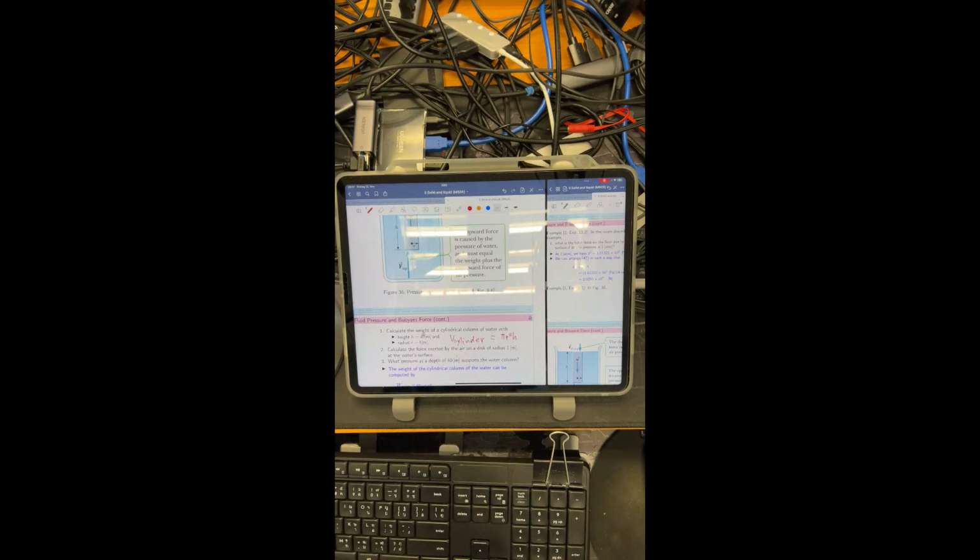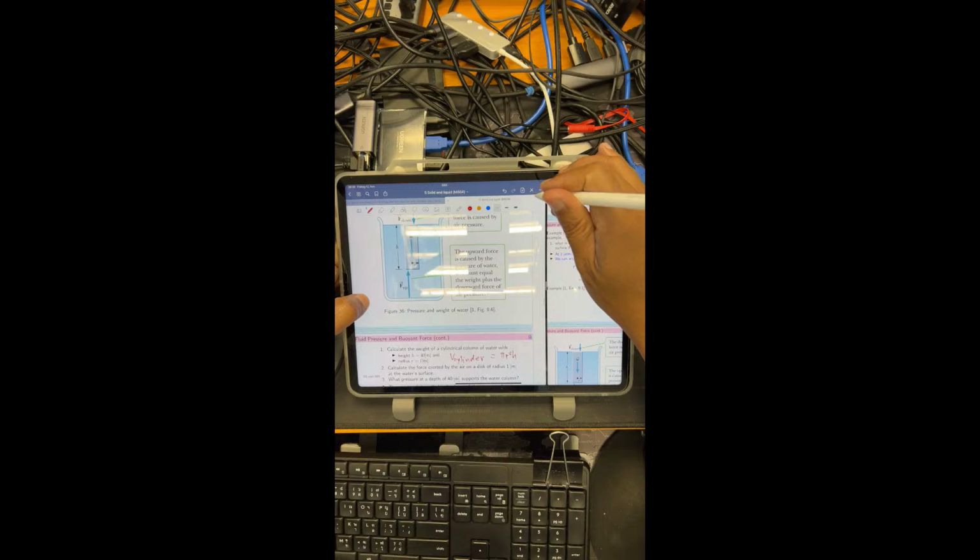Calculate the force, the weight first. Force exerted by the air on a distance of radius 1 meter. Here we need to know the force down. And what pressure at the depth of 40 meter supports the water column. There are three main questions in this problem. Let's go ahead with that.